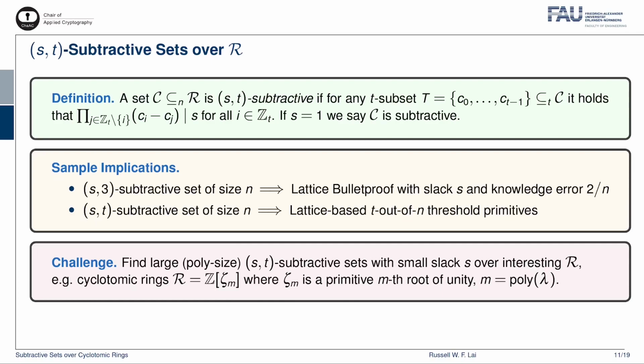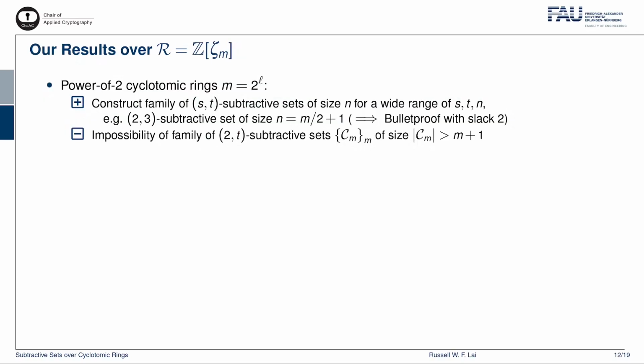For example, in lattice-based cryptography, a popular choice of R would be a cyclotomic ring, which is the set of rational integers adjoined with a primitive mth root of unity, zeta m, where m is polynomial size. To sum up, here are our results on subtractive sets over cyclotomic rings. First, for power of 2 cyclotomic rings, that is when m is a power of 2, we can construct a family of ST subtractive sets of size n for a wide range of S, T, and n. For example, we can construct a 2-subtractive set of size m over Z[zeta m] with slack 2, which yields a bulletproof with slack 2.